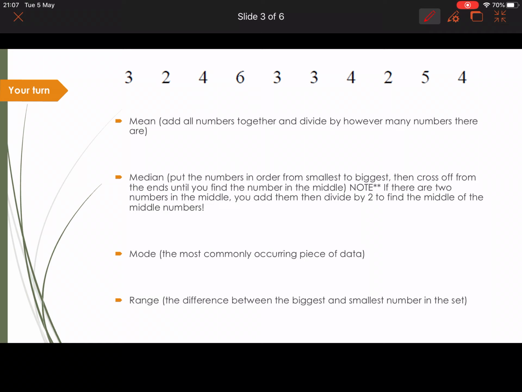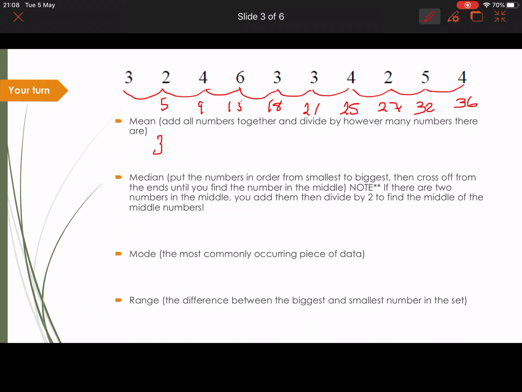Mean requires you to add all of the numbers in the list, and then divide by the total number in the list. Hopefully you got the answer 3.6. Median requires you to put the numbers in the list in order from smallest to biggest.